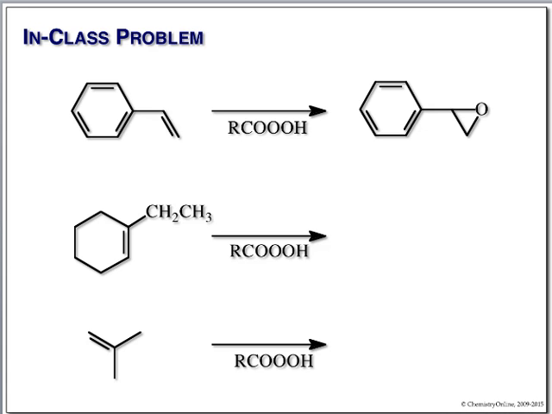Here we have 1-ethyl cyclohexene. All you need to remember is the carbons of our double bond are going to be an epoxide. And finally, here is 2-methyl propene. Again, we're just going to convert our two alkene carbons into an epoxide. How simple is that?